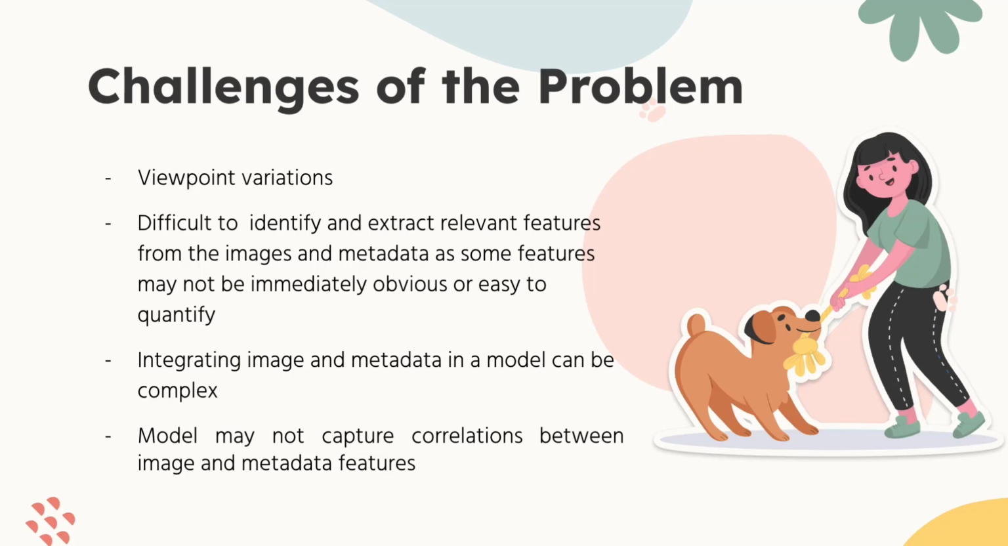Integrating image and metadata in a classification model can be complex. For instance, the metadata might contain irrelevant features that could increase the complexity of the model and ultimately decrease its performance. In addition, determining which metadata features are the most important for the task and how they should be weighted relative to the image features can be quite challenging as well. Lastly, the model may not capture correlations between the image and the metadata features, which can lead to suboptimal performance. Overcoming these challenges requires careful feature selection and engineering to ensure the model performs optimally.